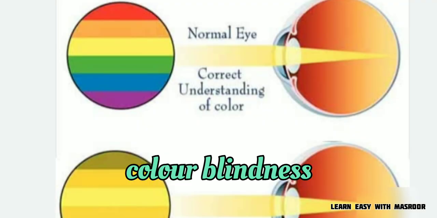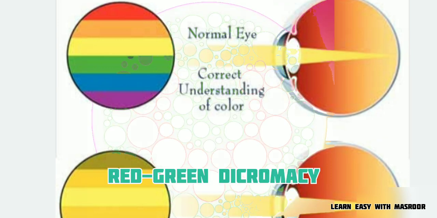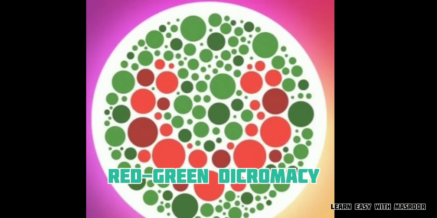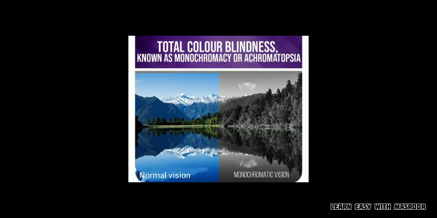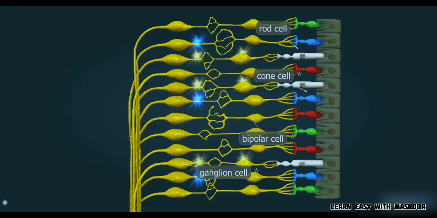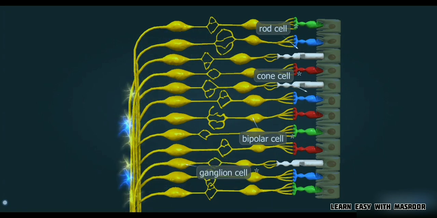Color blindness means that a type of cone cells is missing or doesn't work properly. The most common type of color blindness is red-green dichromacy, a deficiency in distinguishing between red and green colors. When all three types of cone cells are affected, total color blindness or monochromacy occurs. In darkness, cone and rod cells continuously release a neurotransmitter called glutamate, which blocks bipolar cells.